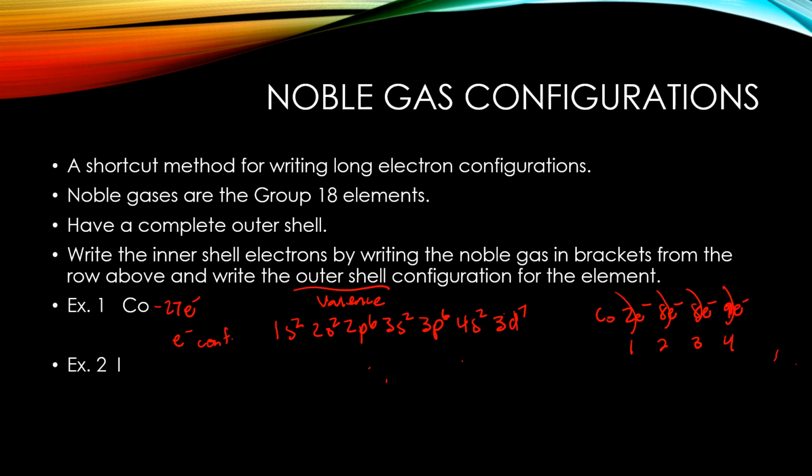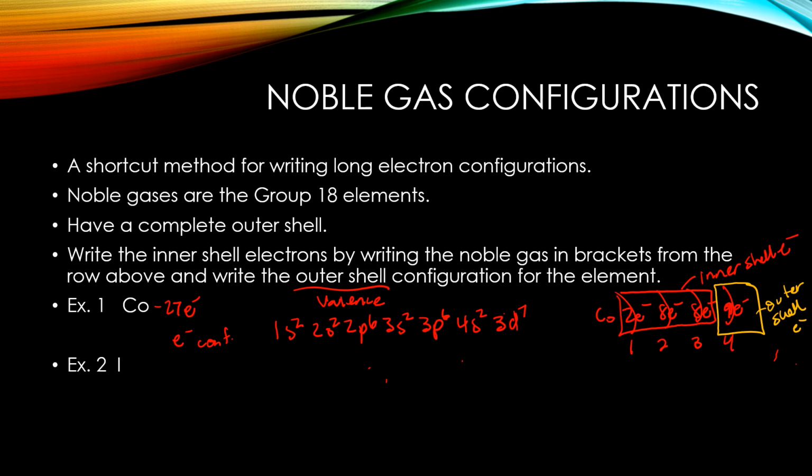When we talk about this, the inner shell would be everything except for the very last energy level that has electrons occupying it. So this would be the inner shell electrons, and this would be the outer shell electrons. Okay, so what we want to do is represent all of the inner shell electrons with a noble gas placed in brackets.